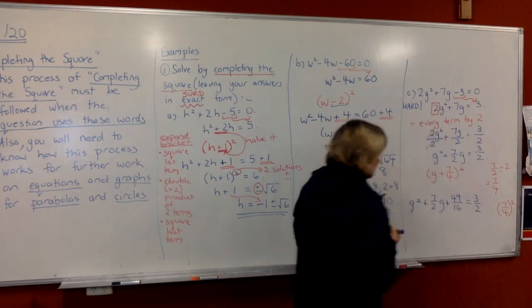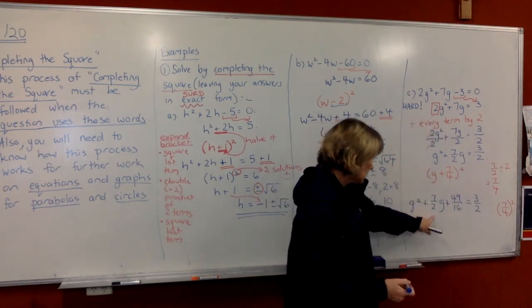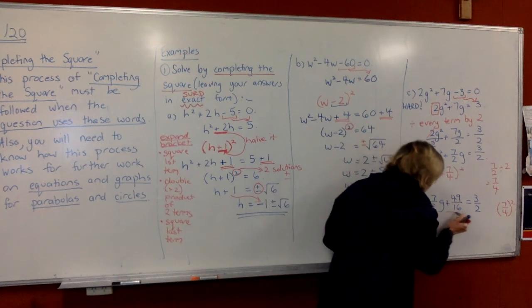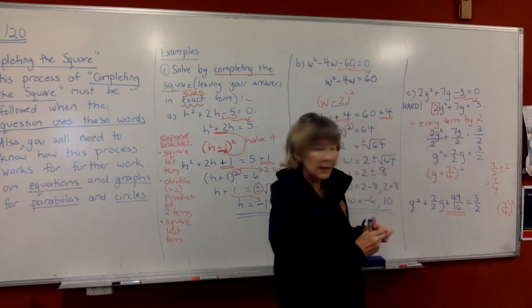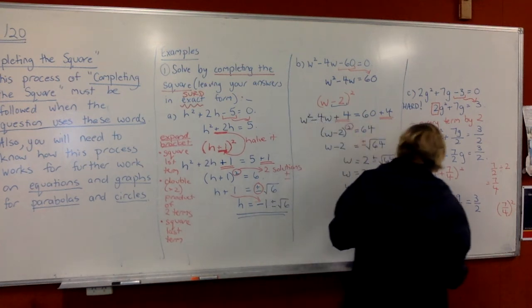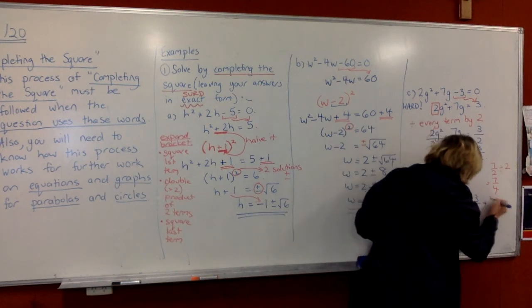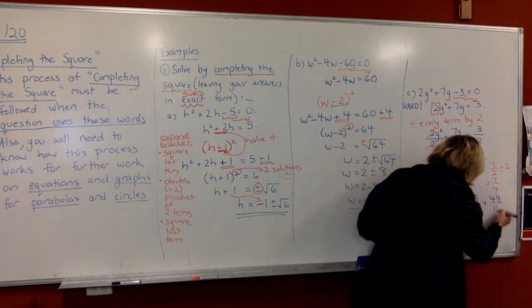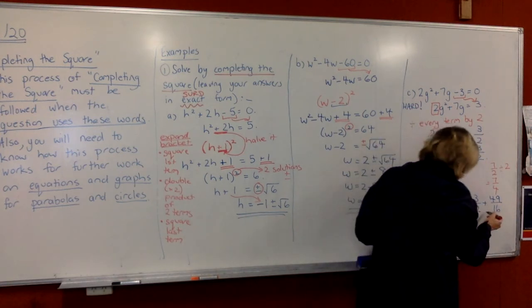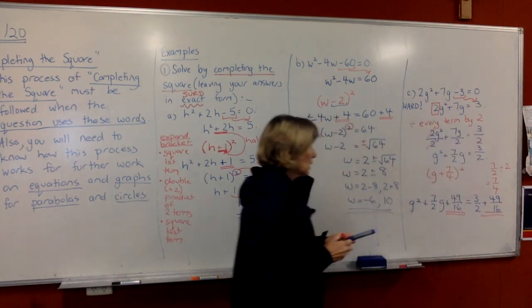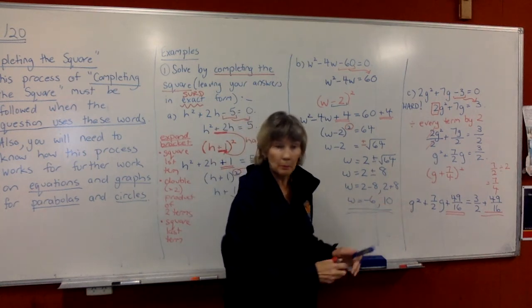Now, we look at this last line and look at this line. Suddenly we've got a plus 49 over 16 here. So we have to add that over on the other side. I'm just getting rid of this so I've got room. So now all of this goes back to the bracket.